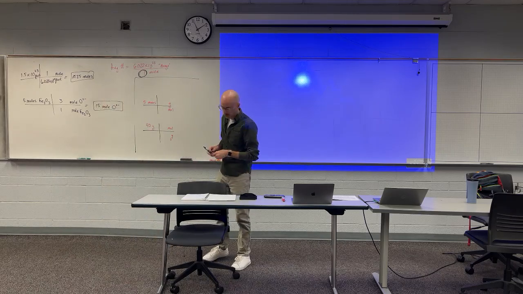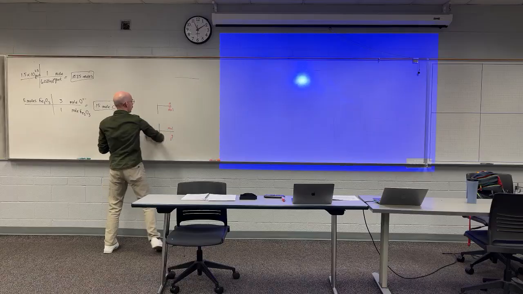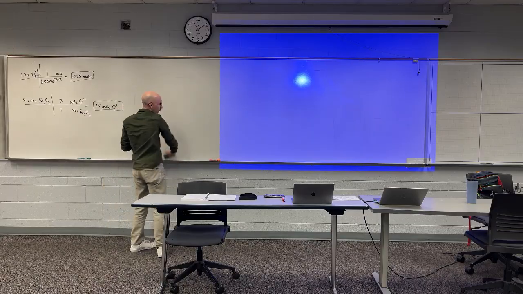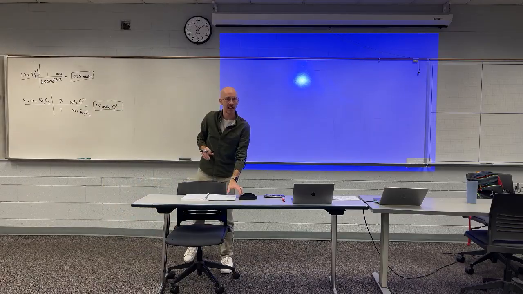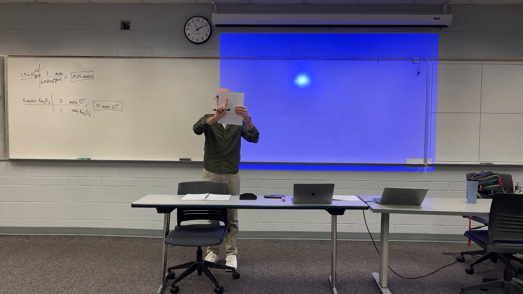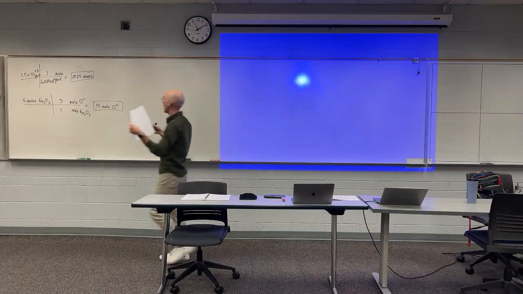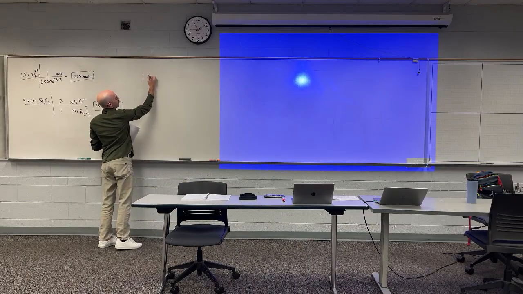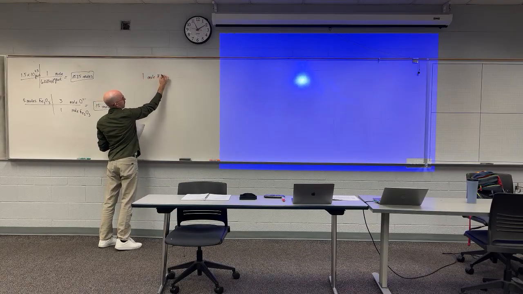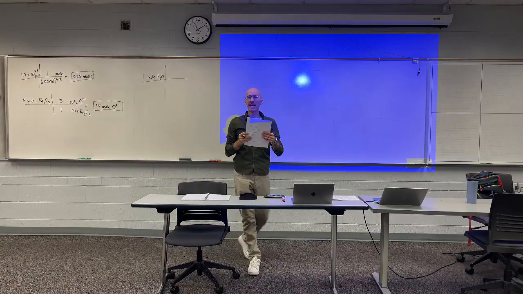2-step conversion. How many grams of oxygen in 1 mole of water? Where do I start? Where am I landing on my conversion map? I'm starting with moles of A. That's the information I know. I know how many moles of A I have. I have 1 mole of water. All right, this is a 2-step conversion. Which way am I headed?